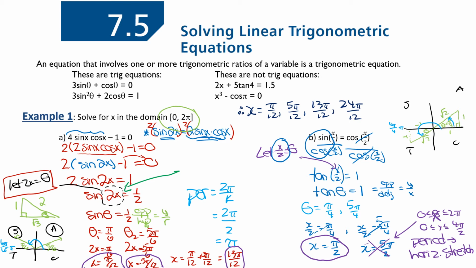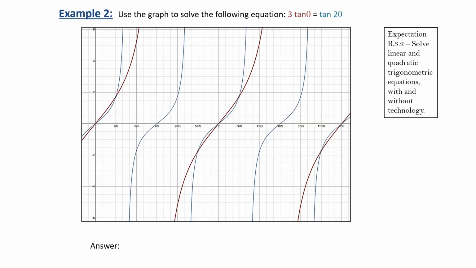So speaking of Desmos, let's look at a question like that. Use the graph to solve the following equation. 3 tan, so the colors match here. This kind of burgundy color is this burgundy one here, 3 tan theta, and tan 2 theta is the light blue one here.